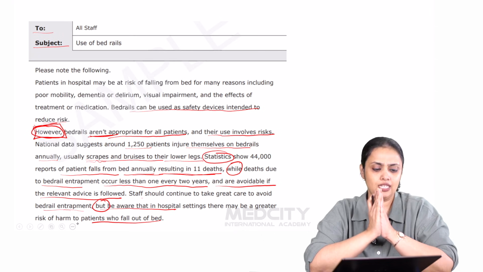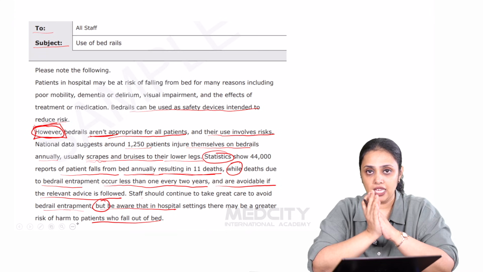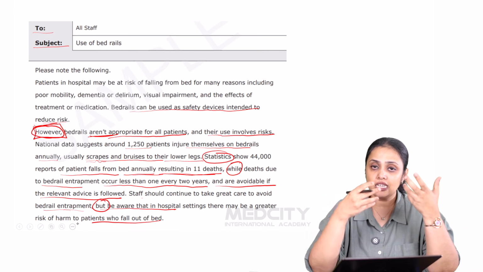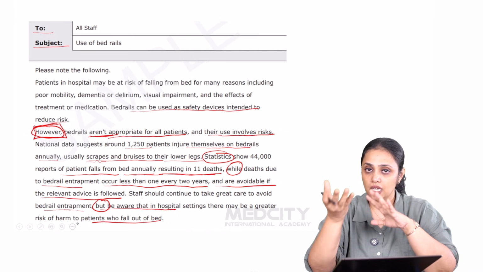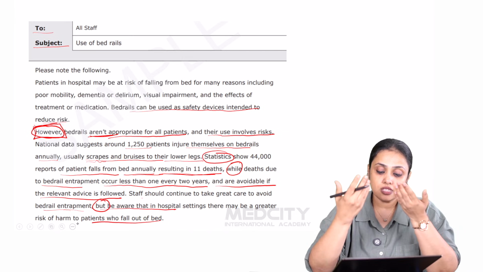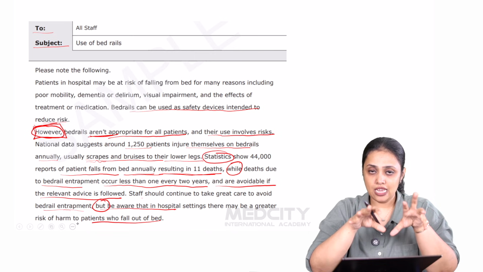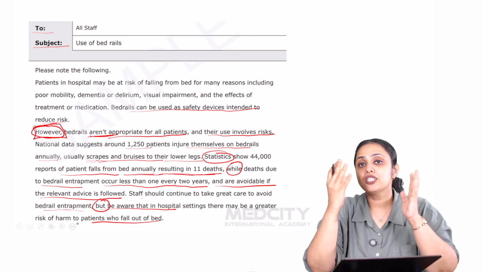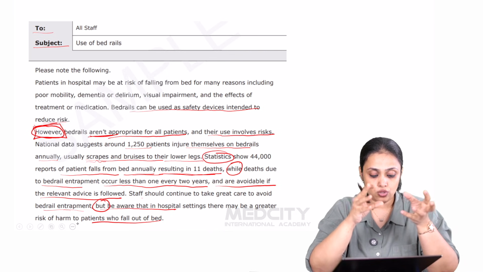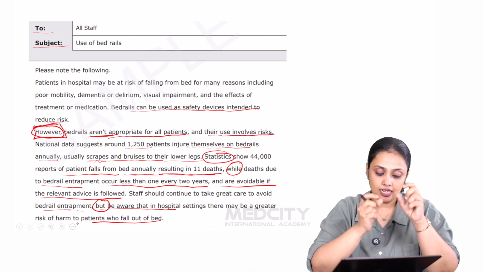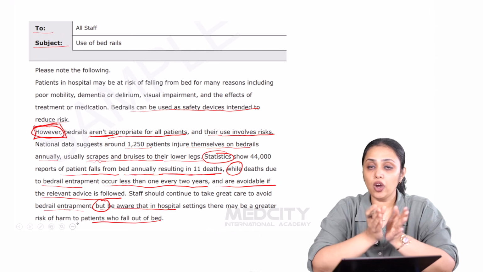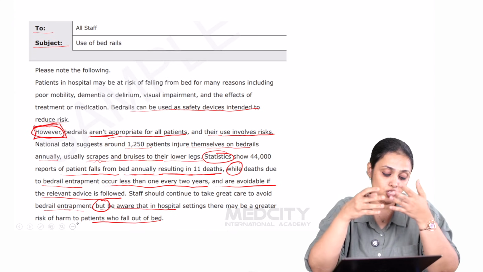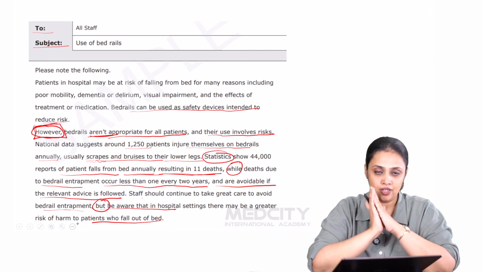Now, what is the general idea that we get after reading this extract from the email? Here they are talking about the use of bed rail as a safety device. They say that this bed rail has some shortcomings as well, that certain risks are associated with the use of bed rails. But what they say is that when they look at the statistics, the deaths caused by fall from beds are much higher than the deaths caused by bed rail entrapment. And they say that the staff should be careful to avoid bed rail entrapment, but at the same time, they need to be aware that greater risks of harm to patients come from falling out of bed. That is what we have understood.